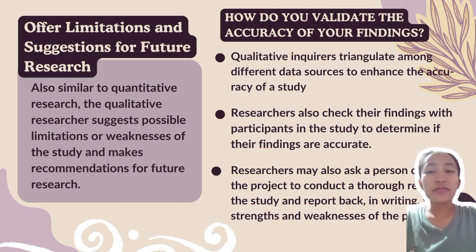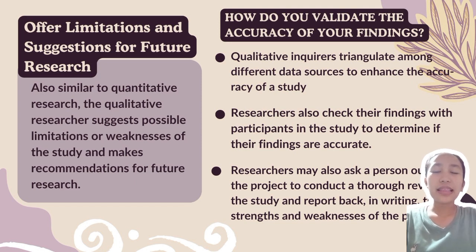Triangulation in qualitative research is like using multiple pieces of evidence to make sure your study is accurate. You look at the information from different sources like interviews or observations and see if they all point to the same conclusion. By gathering evidence from various places, you can be more confident that your findings are reliable. It's like double checking your work by looking at it from different angles to make sure you get it right.